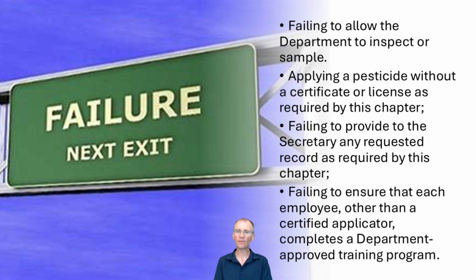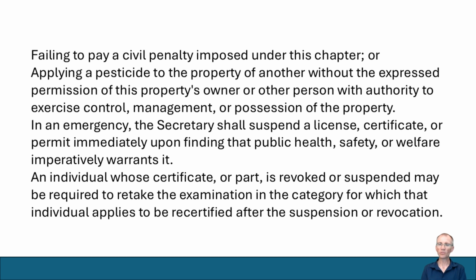applying a pesticide without a certificate or license as required by this chapter; failing to provide the Secretary any requested record as required by this chapter; failing to ensure that each employee, other than a certified applicator, completes a Department-approved training program; failing to pay a civil penalty imposed under this chapter, or applying a pesticide to the property of another without the express permission of the property's owner or other person with authority to exercise control, management, or possession of the property. In an emergency, the Secretary shall suspend a license, certificate, or other permit immediately upon finding that public health, safety, or welfare imperatively warrants it.